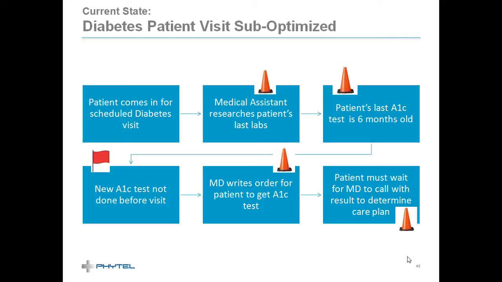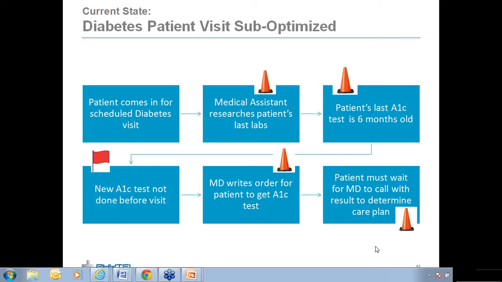Next slide. If we just take a look at this slide, this is trying to show how preparations could be very useful. This slide is actually showing the steps in the process that's typical for diabetes and typical for many of the clients that we meet. Patient comes in for a scheduled visit. The medical assistant researches the patient's labs. They find out that the patient's last A1C was 6 months ago. Now they have to go ahead and write a new order to get that done. That's done during the visit by the doctor, but after the visit, the doctor has to call the patient up.